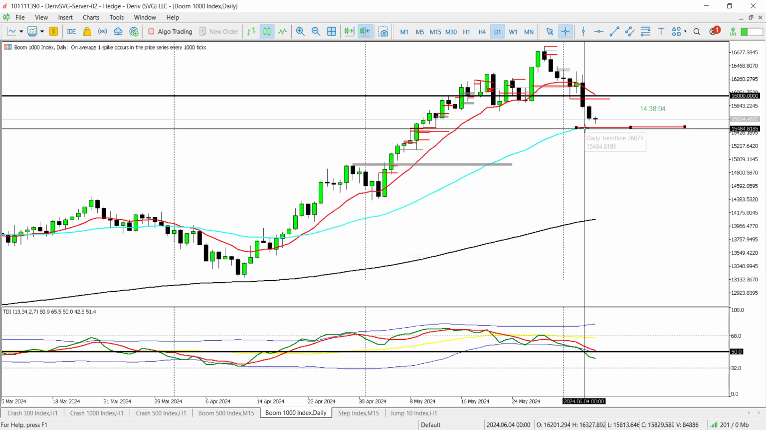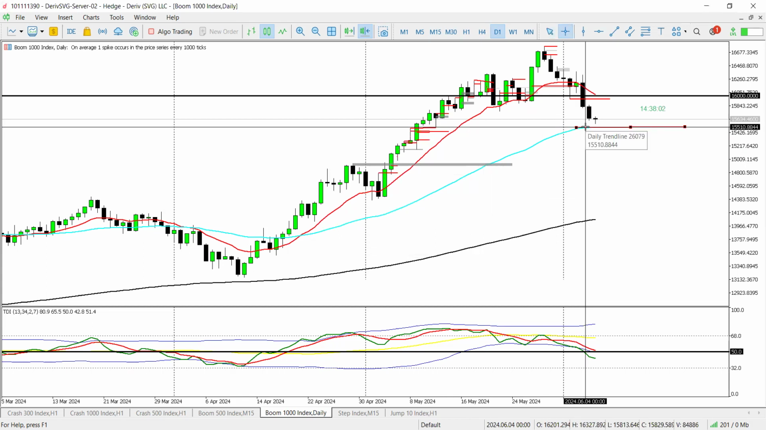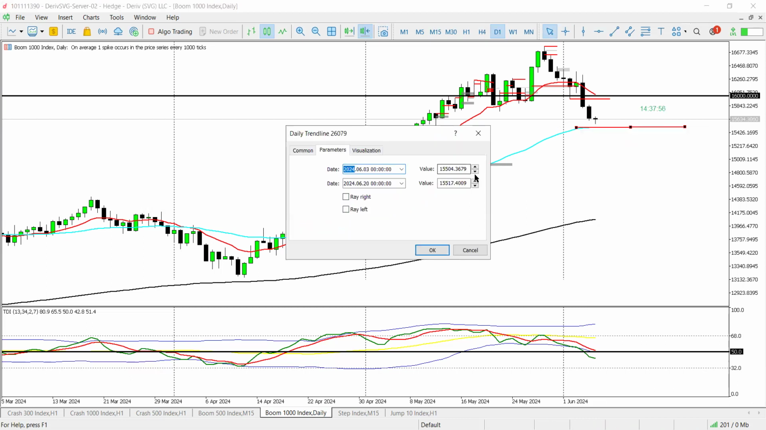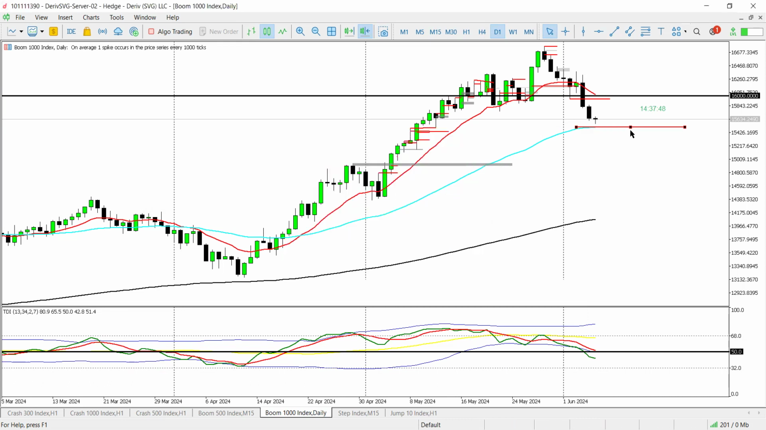Okay, let's confirm that the price is right here. Oh, I'm talking the wrong things. Yeah, 15,510, actually, 15,510. Okay, so that's a point of interest. Once price gets inside 15,510, we can actively stalk it for a potential buy.